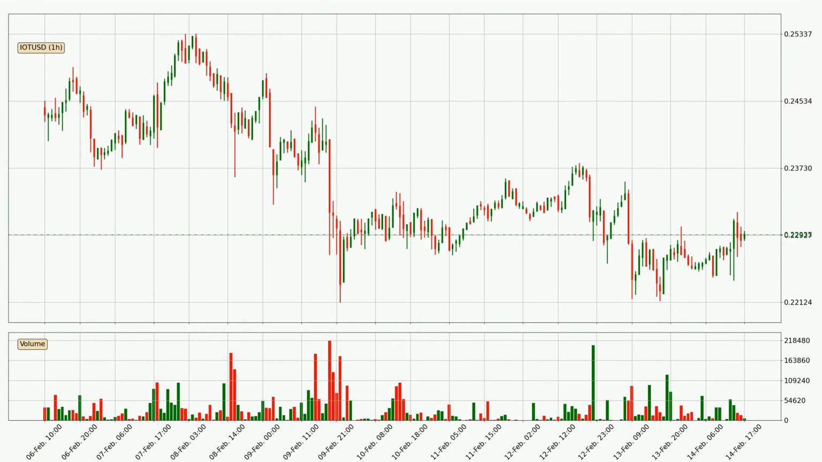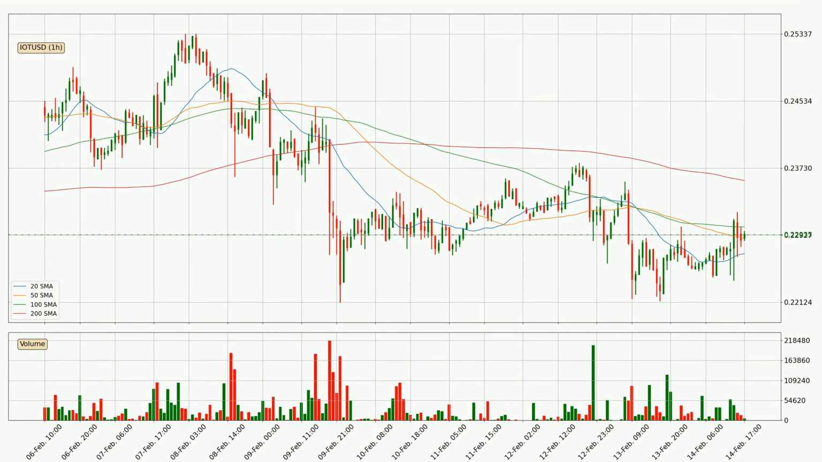Looking at the IOTA hourly time frame, the price went up by around 3.0% in the last 24 hours, with a current price of 22.9 cents. It's evident that the buyers are taking over because the volume was high, showing that the move was strong.